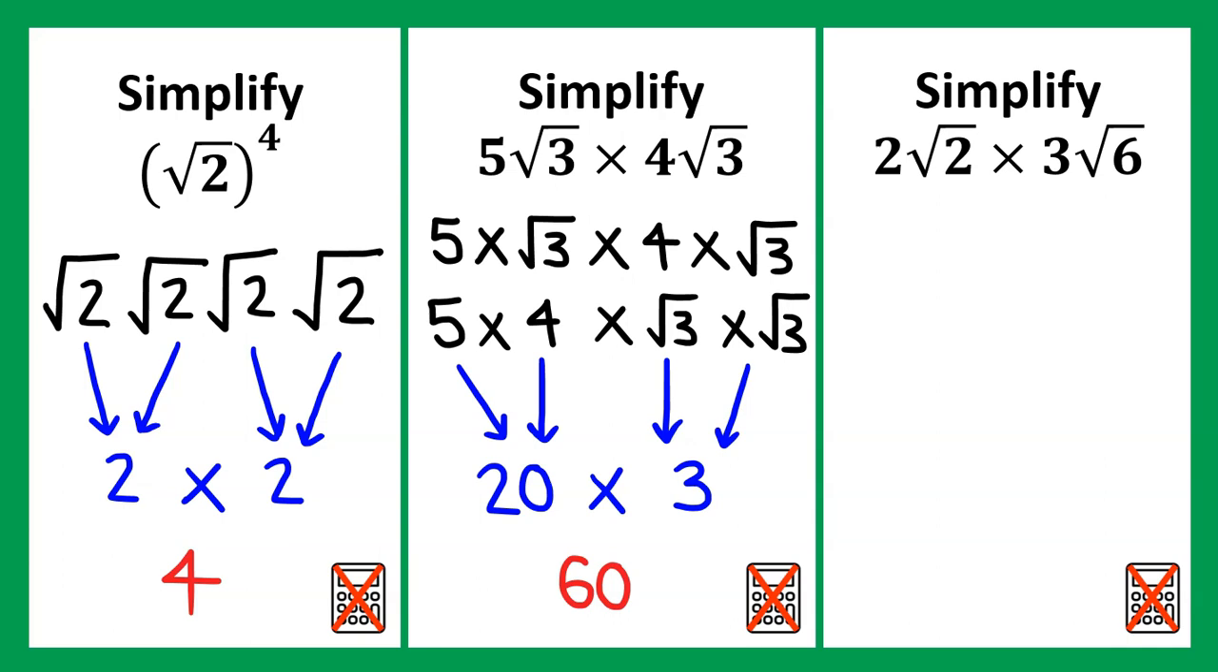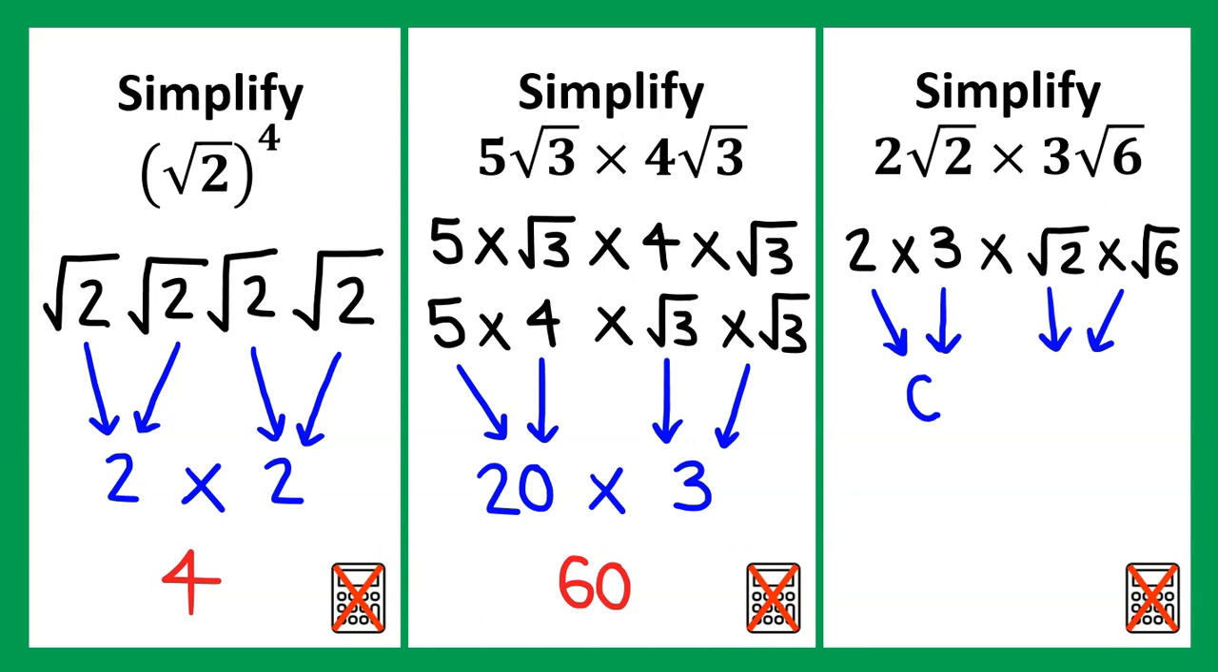Applying the same logic to the last question, this would be the same as multiplying the whole numbers together. Root 2 multiplied by root 6. 2 times 3 is 6, multiplied by root 2 times root 6, which is root 12. Now we can't leave our answer as 6 root 12 because root 12 is not a simplified surd.